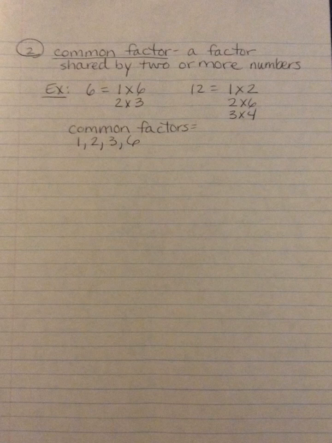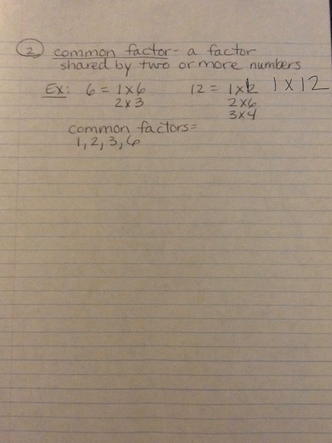In 12, I can multiply 1 times 12, that should say. Sorry, hold on just a moment. Okay, so yes, add in a 1 there. That should be 1 times 12. And then 2 times 6 can be multiplied to get 12, and 3 times 4 can be multiplied to get 12. So my factors for 12 are 1 and 12, 2 and 6, and 3 and 4.